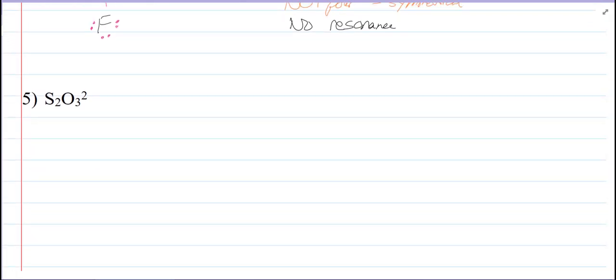S2O3 2 minus. Should be 2 minus there. Thiosulfate. And so let's do the electron count. 2 times 6 electrons plus 3 times 6 electrons. So that's 5 times 6, and then 2 more electrons. 32 electrons. How is this arranged?